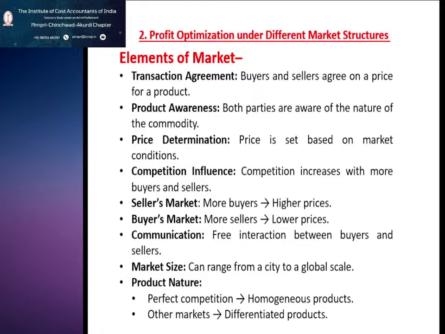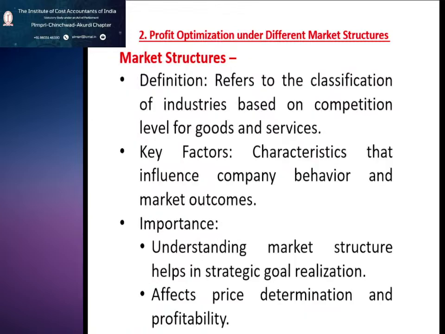Then we understood the elements of market, which includes transaction agreement, product awareness, price discrimination, competition influence, sellers market, buyers market, which means communication should be free, then market size which ranges from city to global scale, and product nature, perfect competition and other markets also.